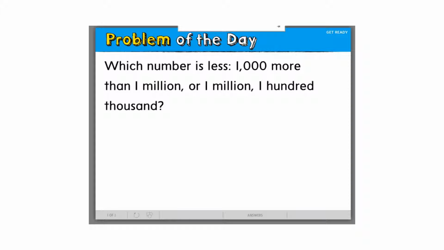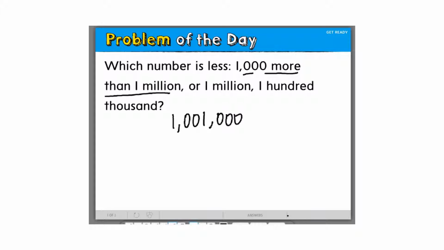What would be 1,000 more than a million, Malachias? What did you say? 1,001,000. Yeah, that's right. So that's the first number, this one right here: 1,000 more than a million. It's like a million plus 1,000, right? And then what's the other one? 1,100,000. How would you write that one, Sean?